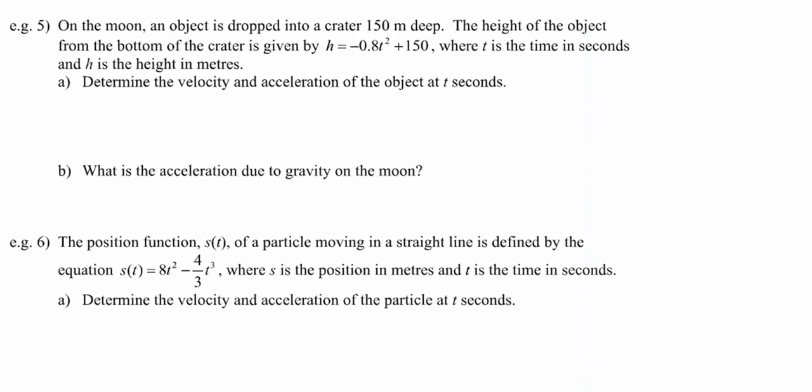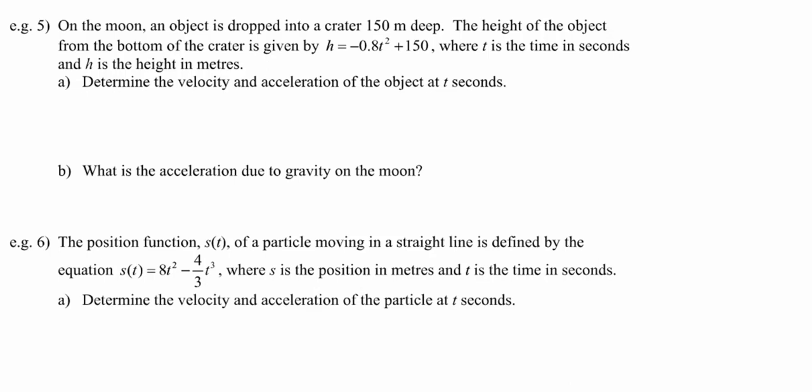All right, number 5 example. On the moon, an object is dropped into a crater 150 meters deep. The height of the object from the bottom of the crater is given by that function, where t is the time in seconds and h is the height in meters. Determine the velocity and acceleration of the object at t seconds.